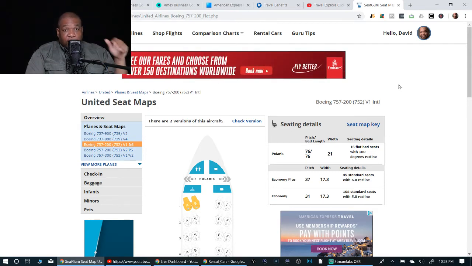Well, I get on SeatGuru and I start looking at the different planes and seeing which ones have the better overall setup, and then I go with that.